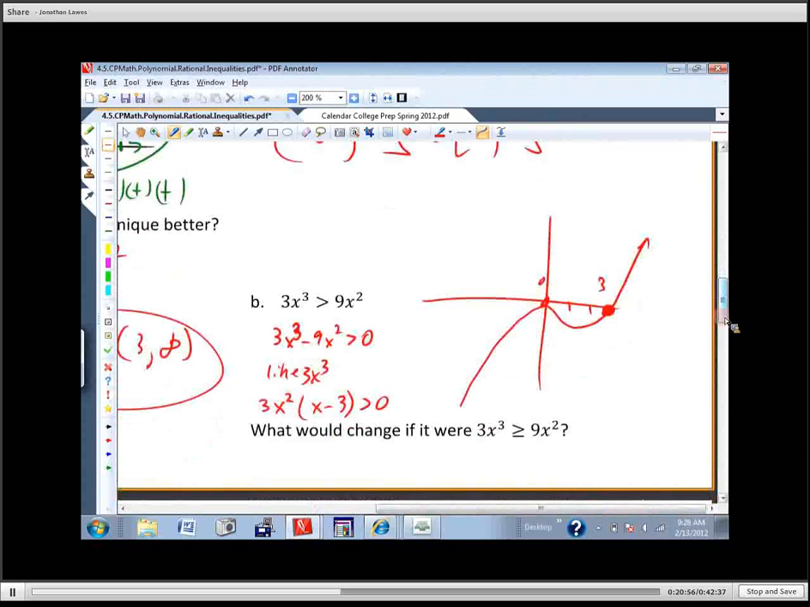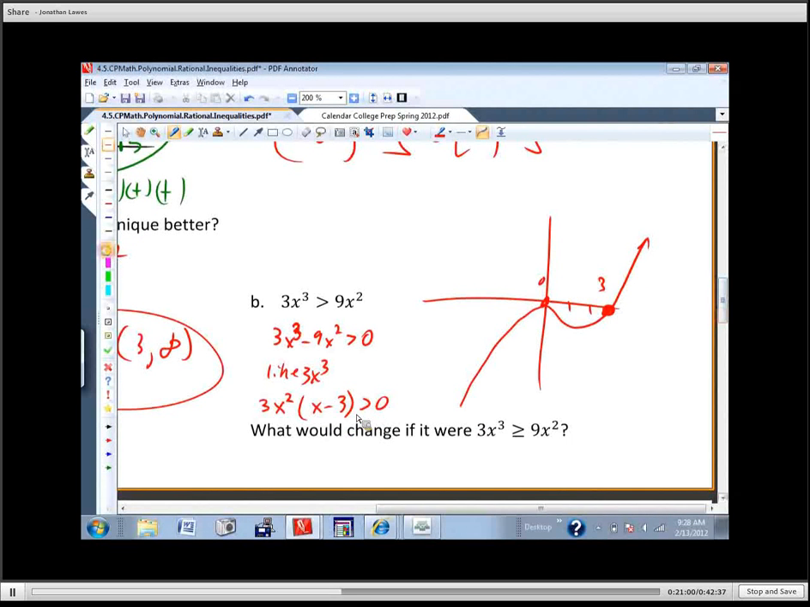Any questions there? Okay, take a look at this inequality. What part of the graph are we looking for based on this inequality? Where it's above. Strictly above, right? Not on, above. Where is the only place it's above? Right here. So the answer is, starting at 3, going to infinity.